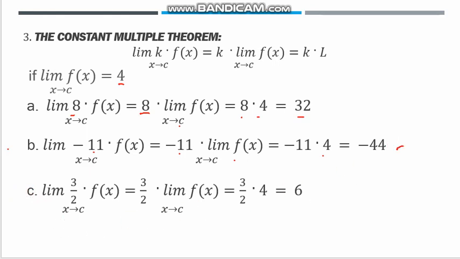Another one, the limit of 3 halves times f of x as x approaches c. So 3 halves is a constant, so we will just separate it times the limit of the function, which is given here, 4. So 3 halves times 4 is equal to 6.